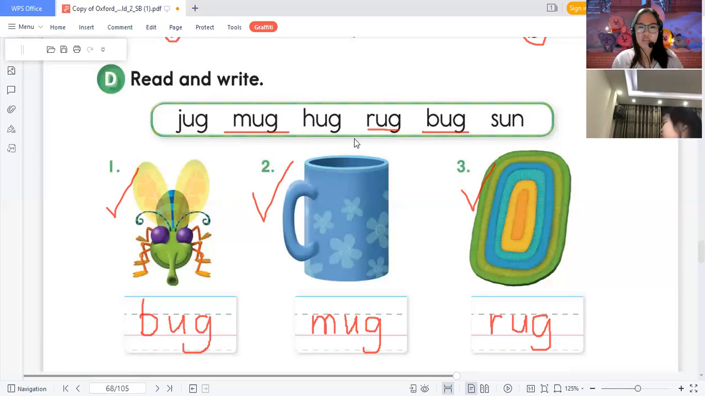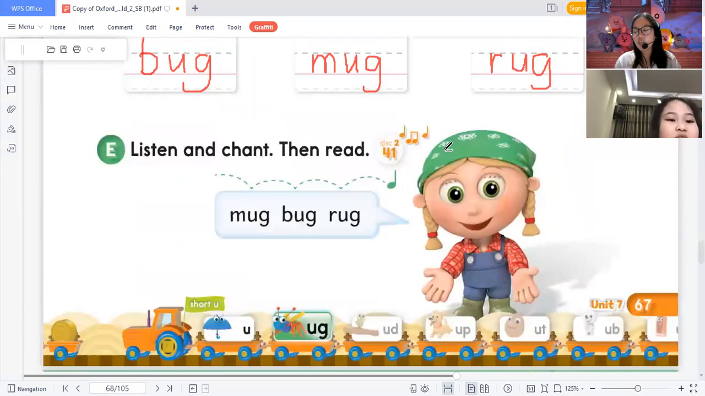Finally, you were able to know what are these words that have the sound of ug. So this time, I want you to read the words again. Can you please read? Mug. Okay. Next. Bug. And. It starts with the letter R. Rug.